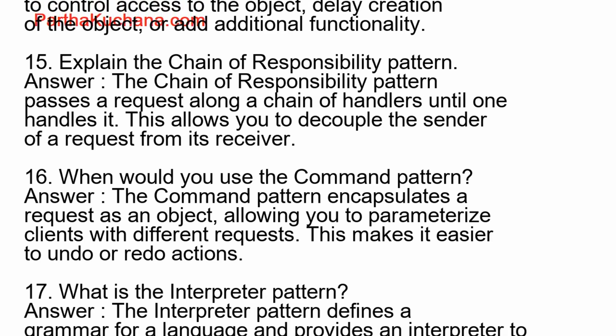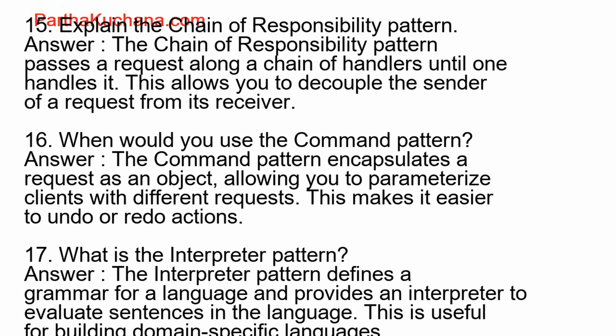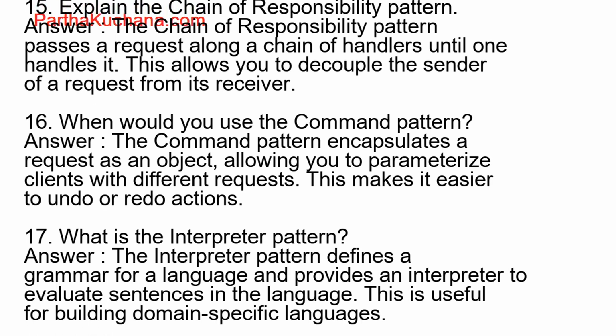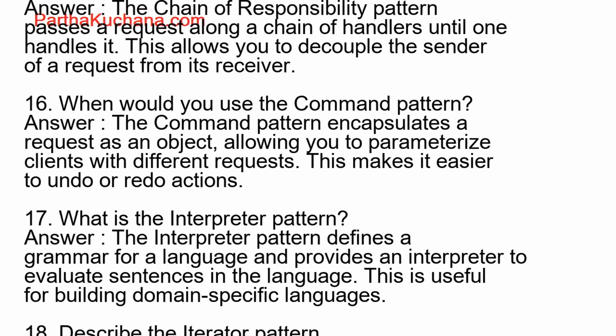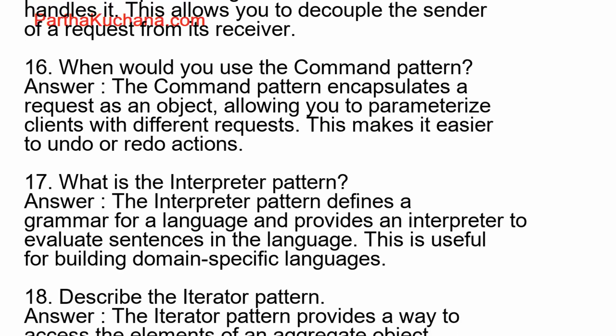18. Describe the iterator pattern. Answer. The iterator pattern provides a way to access the elements of an aggregate object sequentially without exposing its internal representation. This allows you to iterate over different data structures in a consistent way.